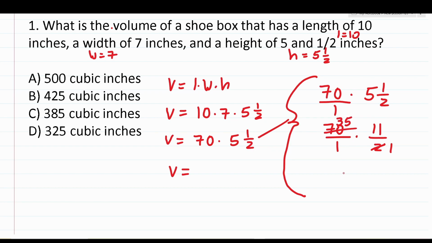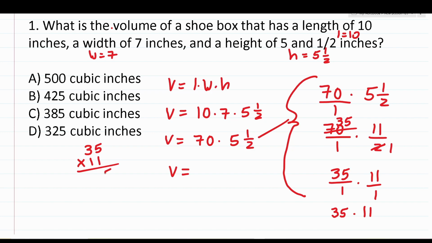All right, so what we have here is 35 over 1 times 11 over 1. 35 over 1 is just 35. Again, 35 divided by 1 is 35. 11 divided by 1 is just 11. So as you can see, 70 times 5 and 1/2 is the same thing as 35 times 11. Of course, we'll do that math off to the side so as not to make any mistakes here.